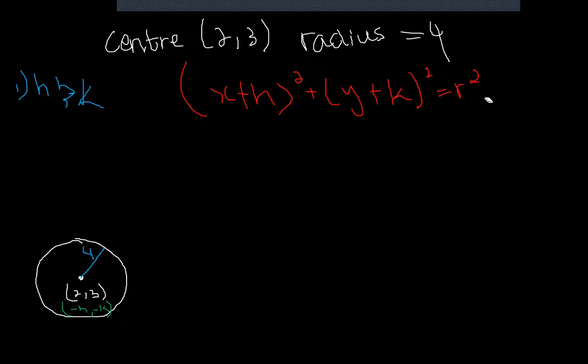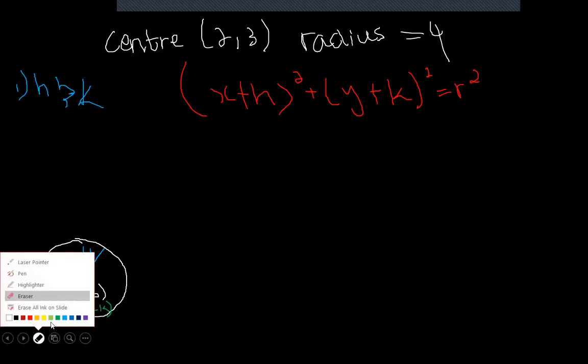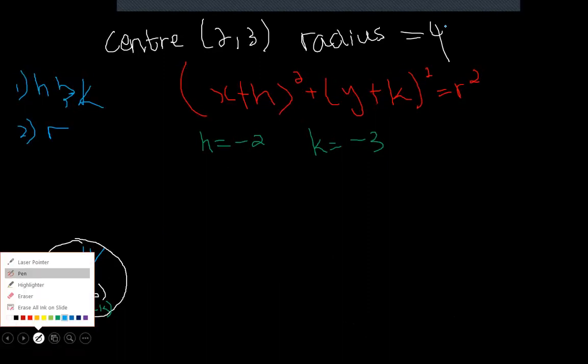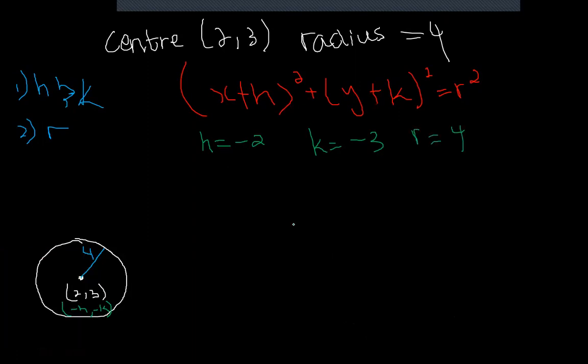The aim is to write it in this format, standard form. So we found out that h is equal to -2, and k is equal to -3. The next step is to identify r. They already told us that r is equal to 4, so we just have to write down r is equal to 4.